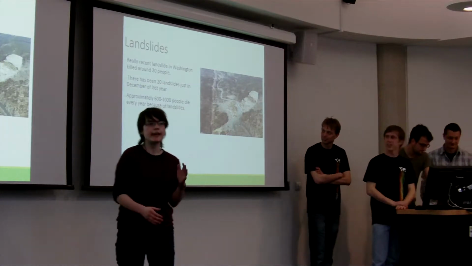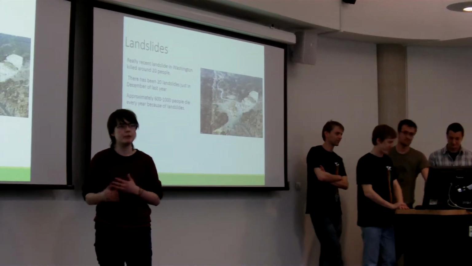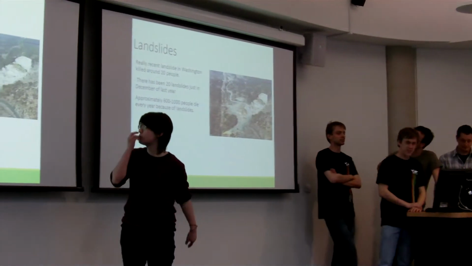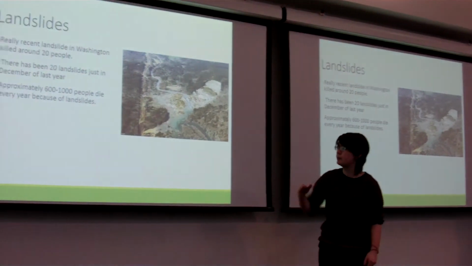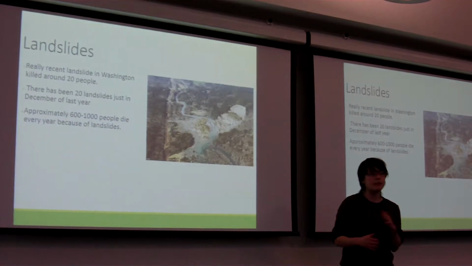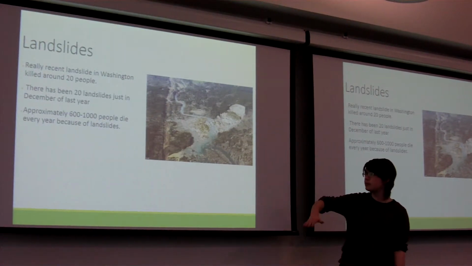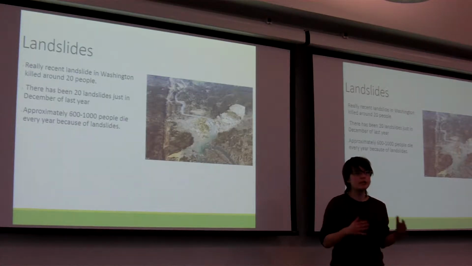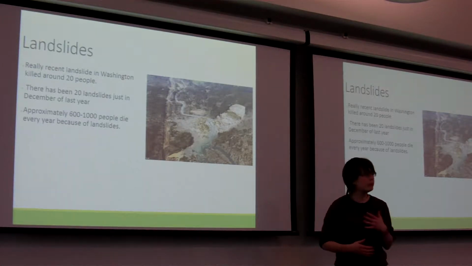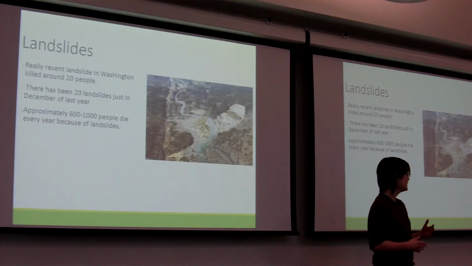Anyway, landslides are actually a reasonably large problem that I don't think many people think about. There was a really recent landslide in Washington just last month that killed around 20 people, and there have been 20 landslides just in December of last year. Approximately 600,000 people die every year because of landslides. So it's a large problem that I think modern people don't consider when they consider natural disasters.